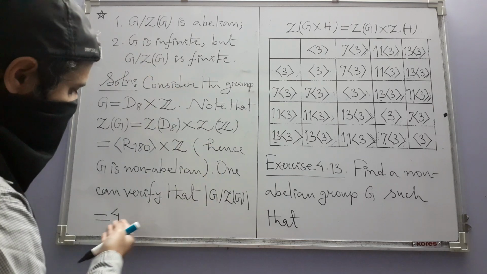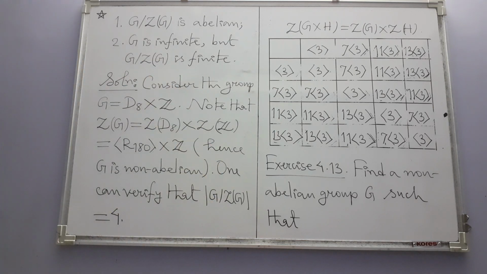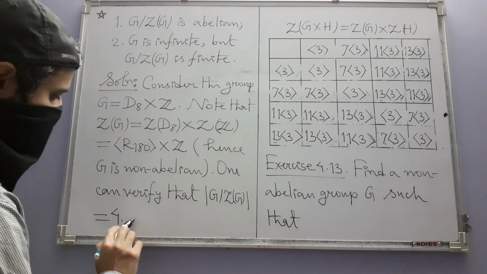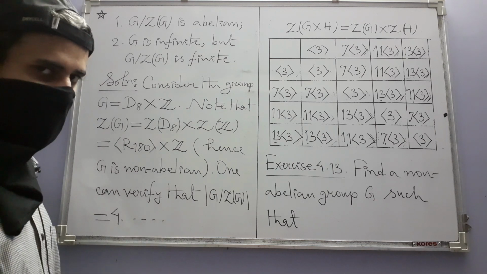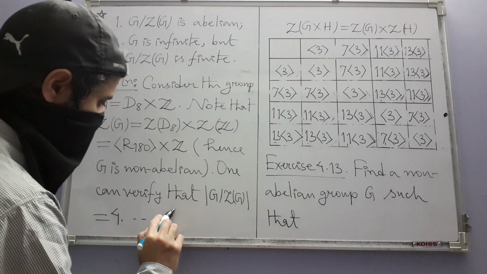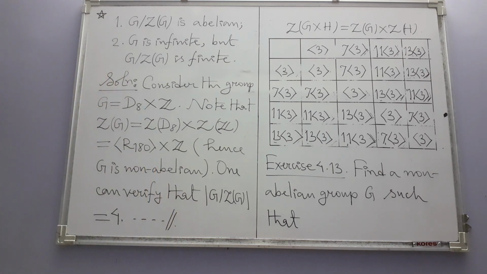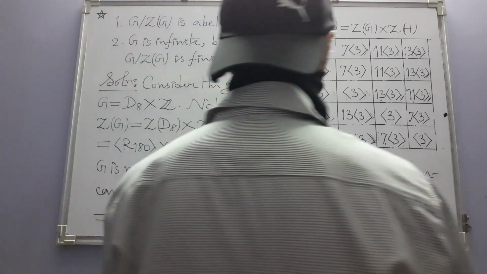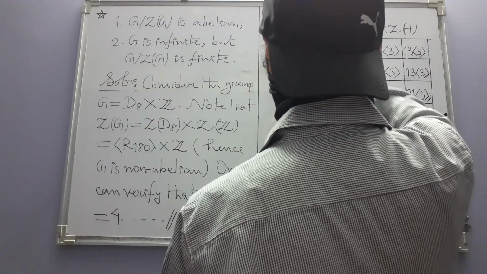However, this of course is finite because it has only 4 elements. So you can write the final conclusion in your own words that we are having these things in this example. Okay, so let me just complete the solution like that, and let us see another one.